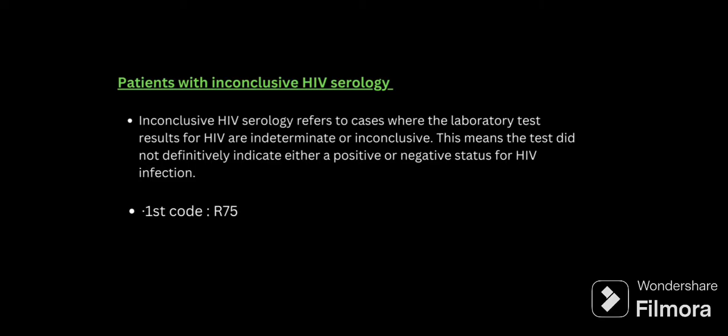Next one is patient with inconclusive HIV serology. Serology means blood test. Inconclusive means we cannot predict whether it is positive or negative. The result is not yet confirmed. In that case, for inconclusive HIV serology, we will be coding R75.